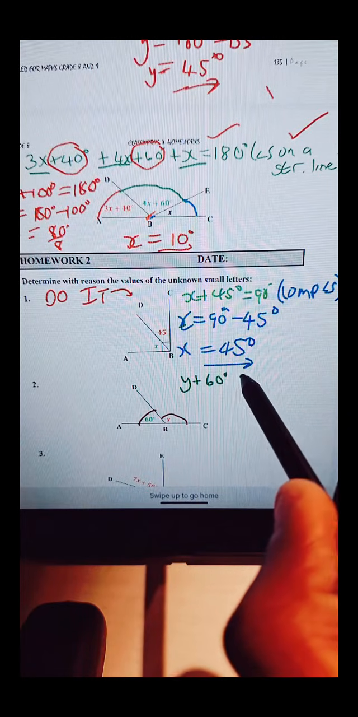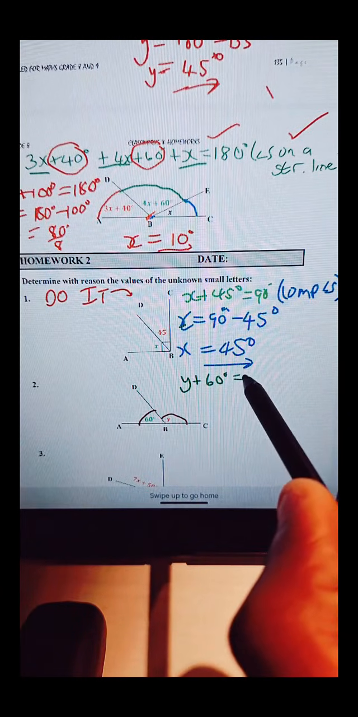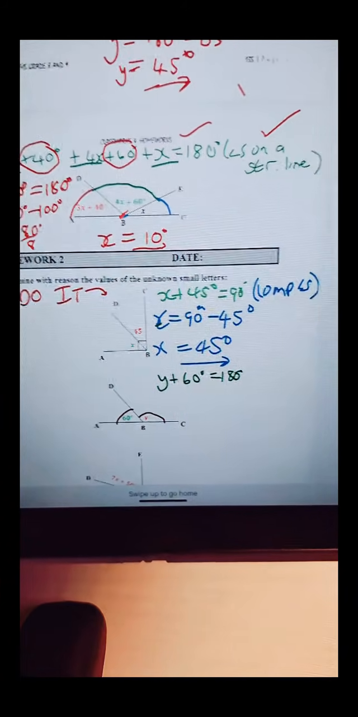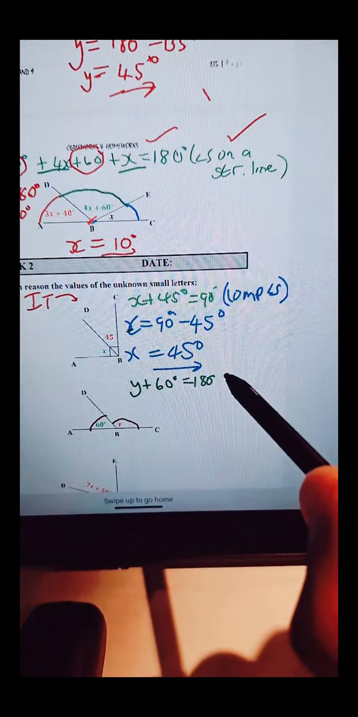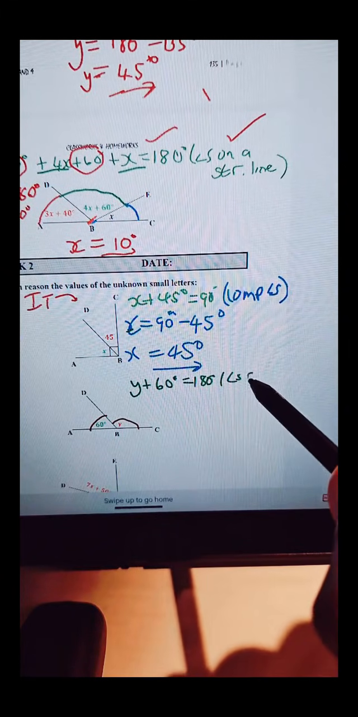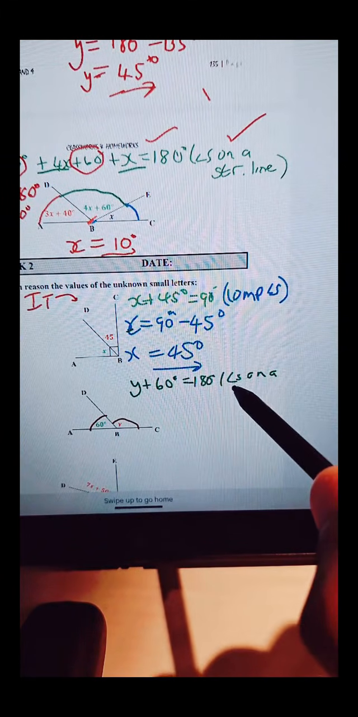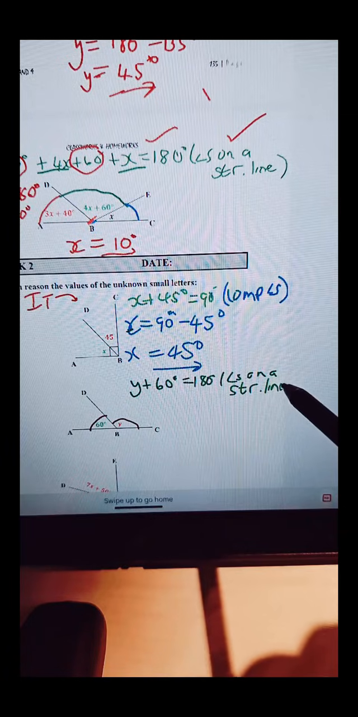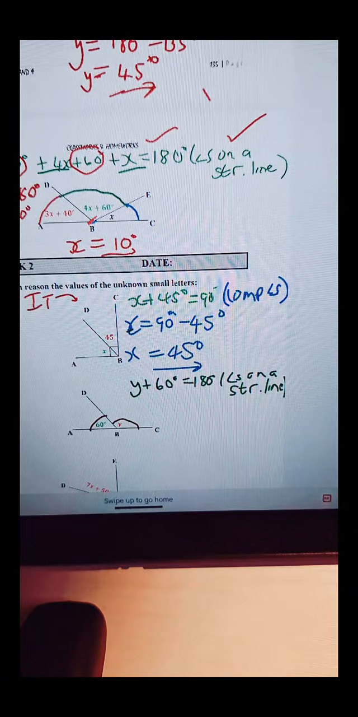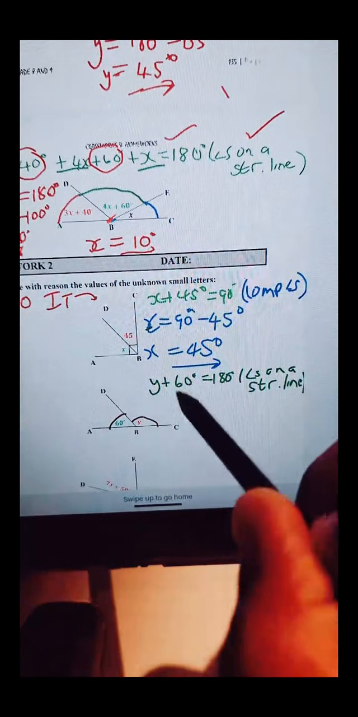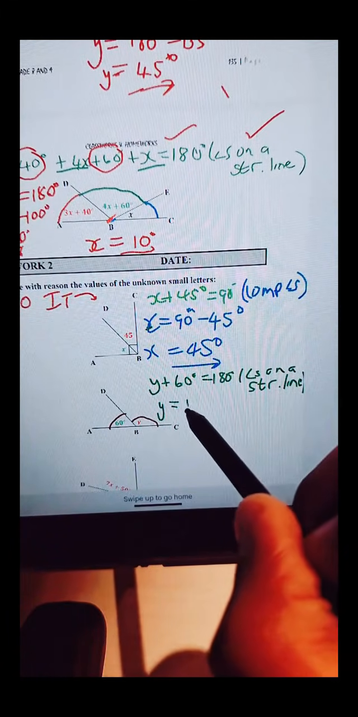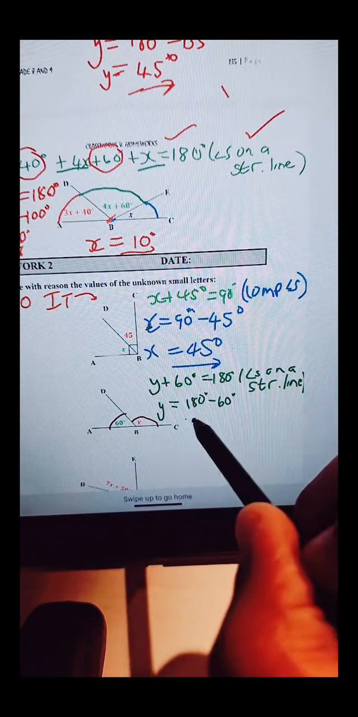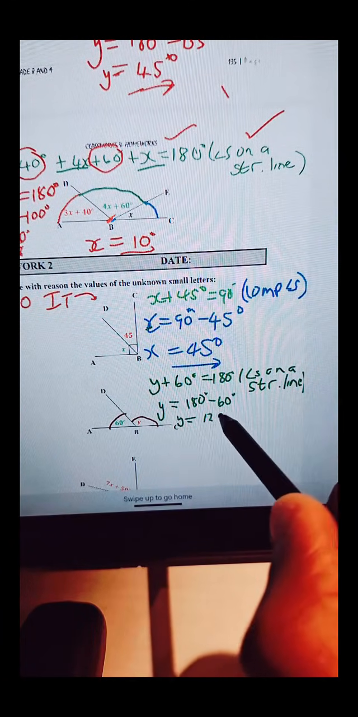So y plus 60 degrees is equal to 180. What's our reason? Like Ndalo said, angles on a straight line. We close that bracket. And of course, we solve the equation: y is equal to 180 minus 60. So y is equal to 120.